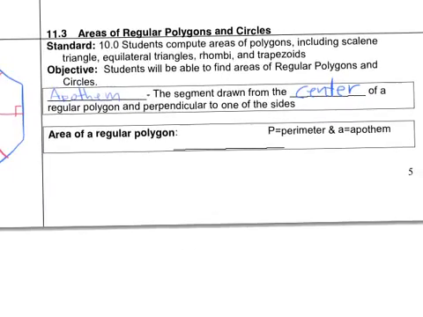And the reason why we want to know what the apothem is, is because when we're trying to find the area of a regular polygon, we have this nice little formula: area equals 1/2 the perimeter times the apothem. 1/2 perimeter times the apothem. Okay, so we're going to use this formula on a couple problems here, so let's go on to the next page.